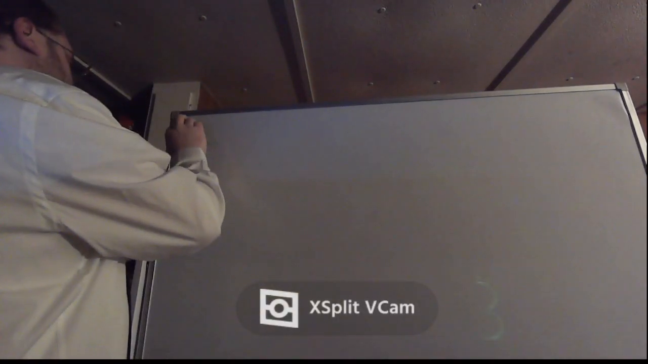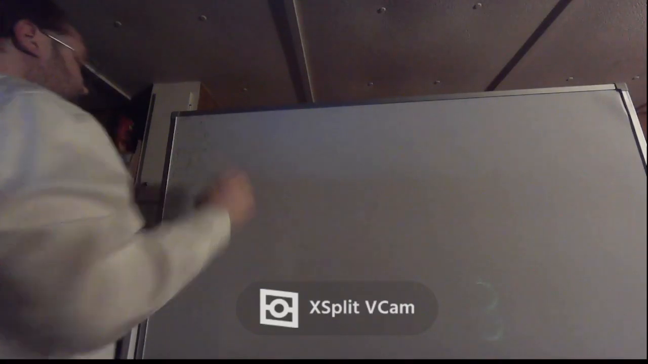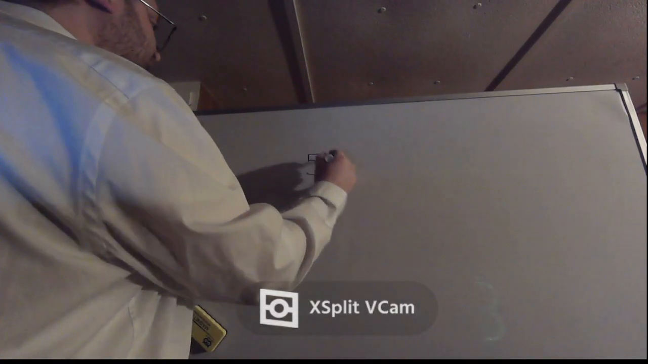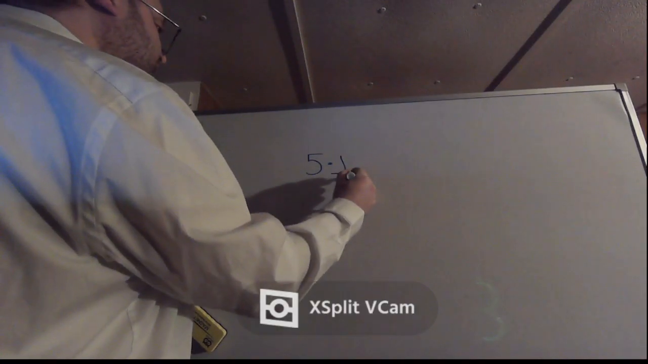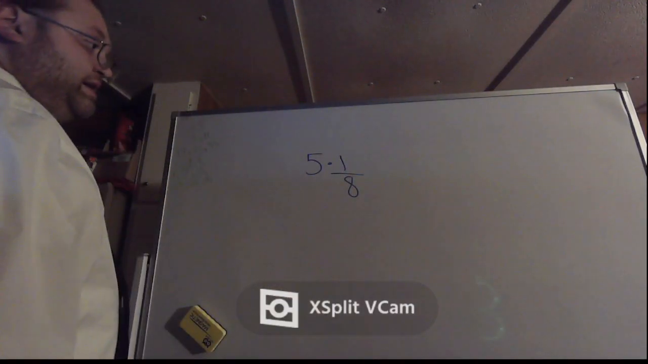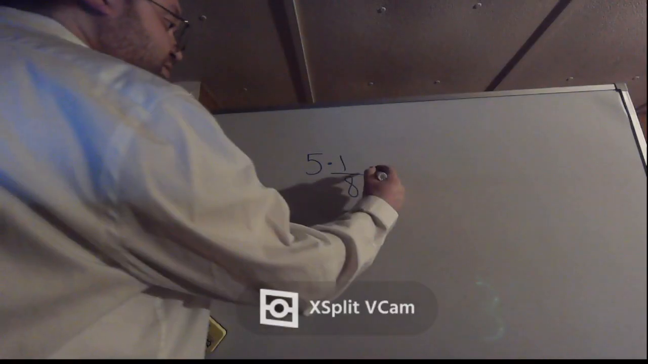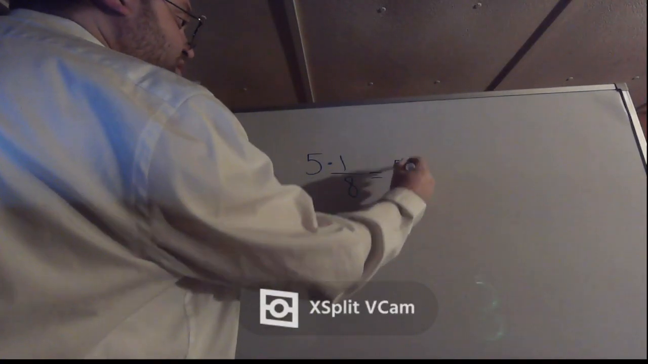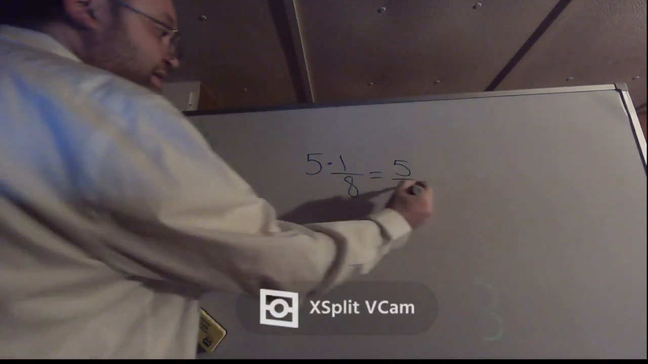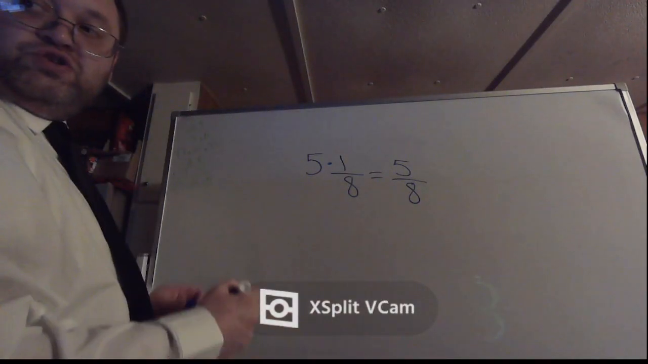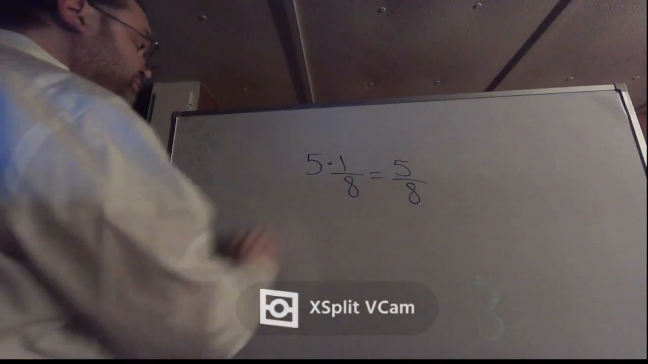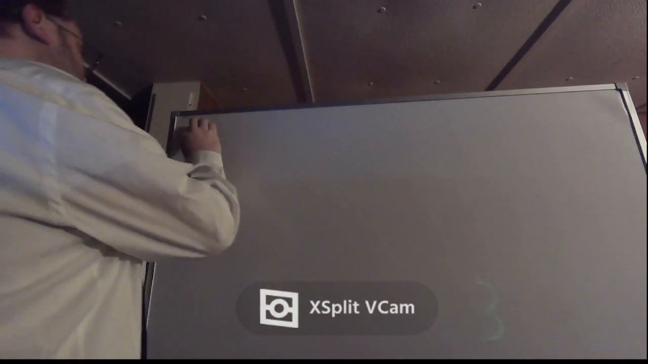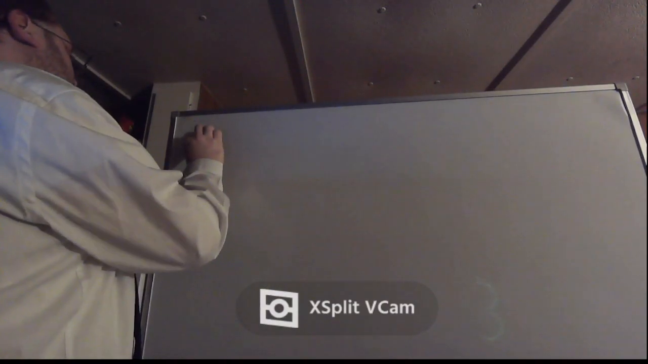We got more examples here. Alright, how about 5? Alright. We got 5 times 1/8. So again, just multiply your numerators together. 5 times 1 is 5. Multiply your denominators together. 1 times 8 is 8. And you'll get 5/8 as your answer. We do get some harder ones here, don't worry, those are coming.